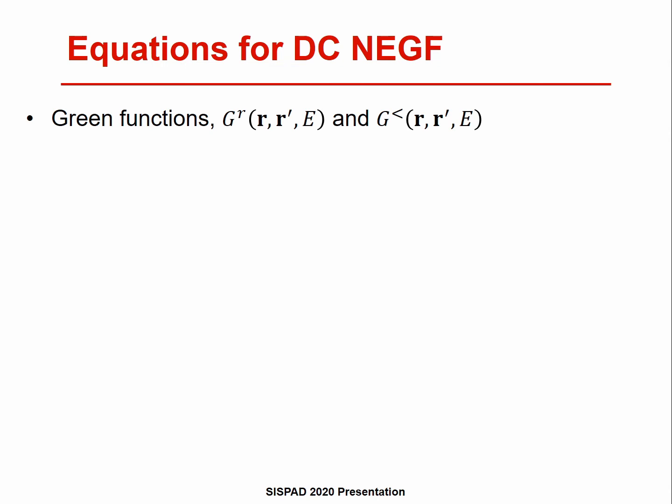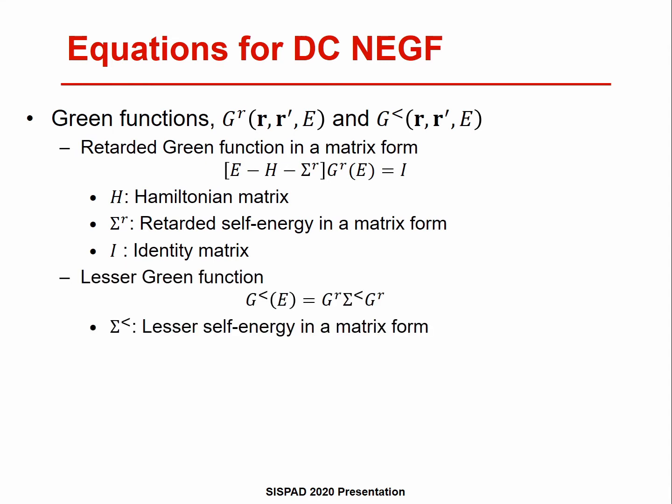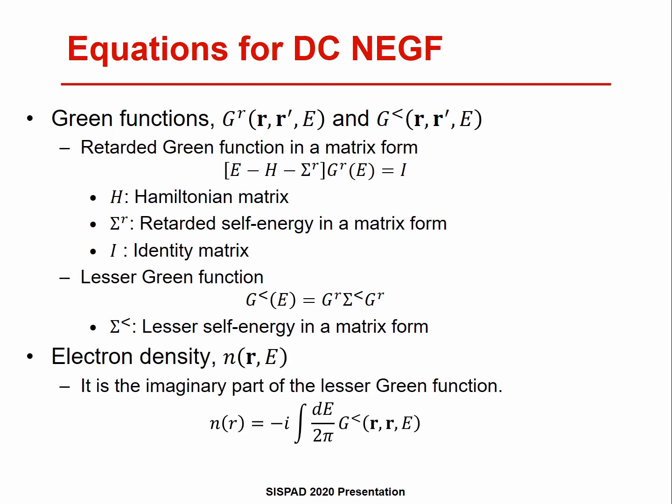Since the AC NEGF simulation is based upon a solution of the DC NEGF simulation, notations for the DC NEGF simulation are shown. The retarded Green function G^R satisfies the following equation. The lesser Green function is calculated from the retarded Green function and the lesser self-energy. Once the lesser Green function is obtained, from its imaginary part, the electron density can be calculated.